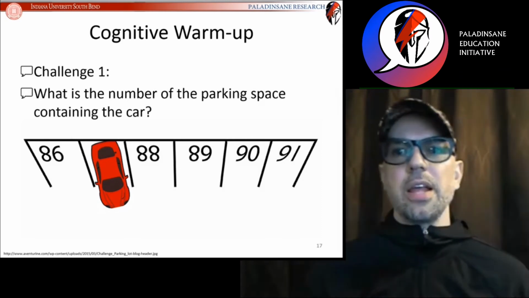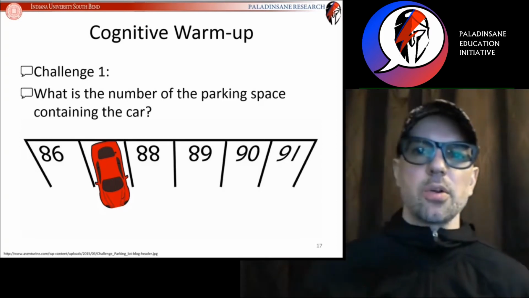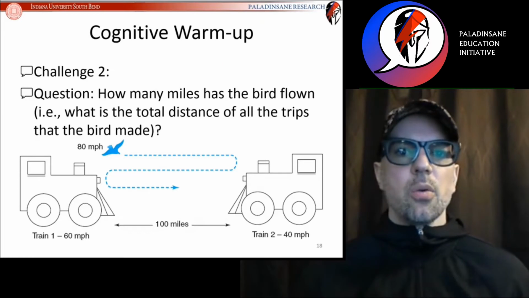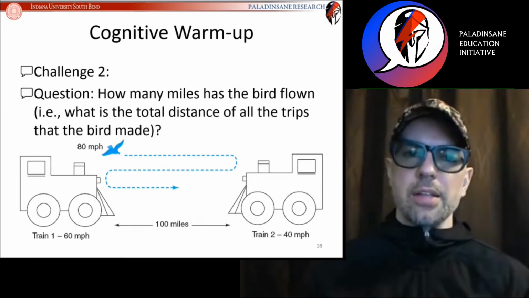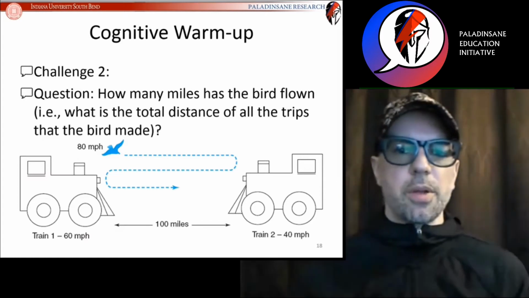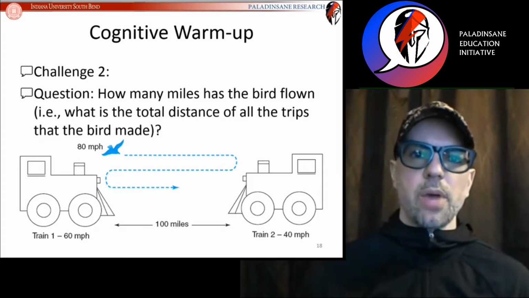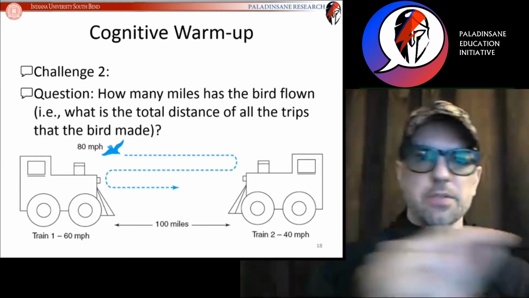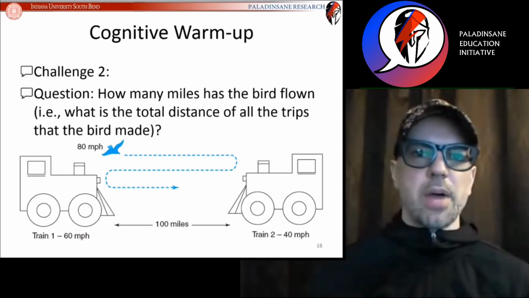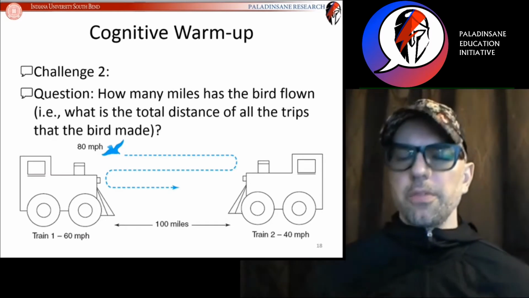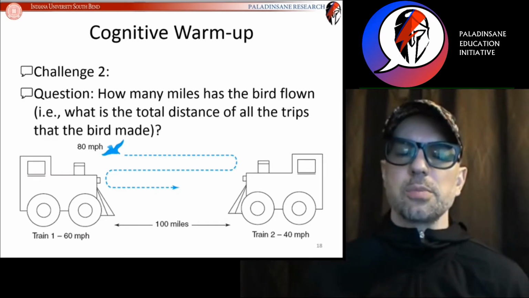Now, this is a very obvious case. We had another one that we looked at in our cognitive warm-up challenge where we had the problem about the two trains that are about to collide. One is going 60 miles an hour, one is going 40 miles an hour. They're 100 miles away, and as soon as they begin, a bird flies from one train to the other at 80 miles an hour. And we asked, what is the total distance that the bird will fly before those two trains smash into each other?